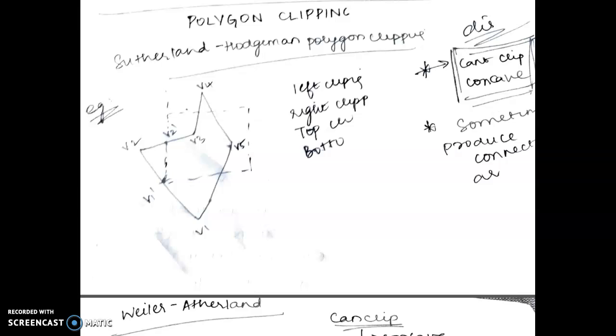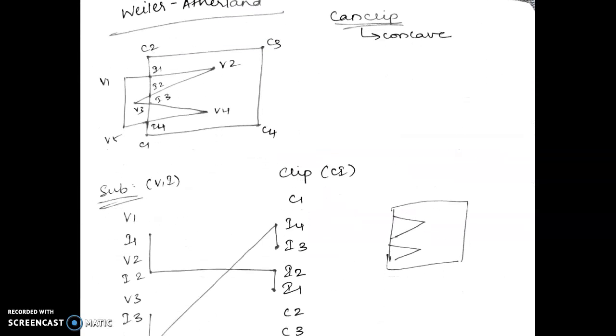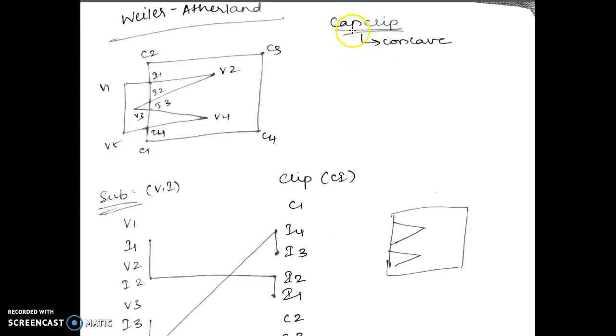And the next one is the Weiler-Atherton polygon clipping algorithm. The advantage of this clipping is that it can clip concave surfaces also. This also we'll consider with an example. Take this as the polygon and name the vertices V1, V2, V2, V3, V3, V4 and V4, V5, and again back to V5, V1, and consider a window with vertices C1, C2, C2, C3, C3, C4 and C4, C1.